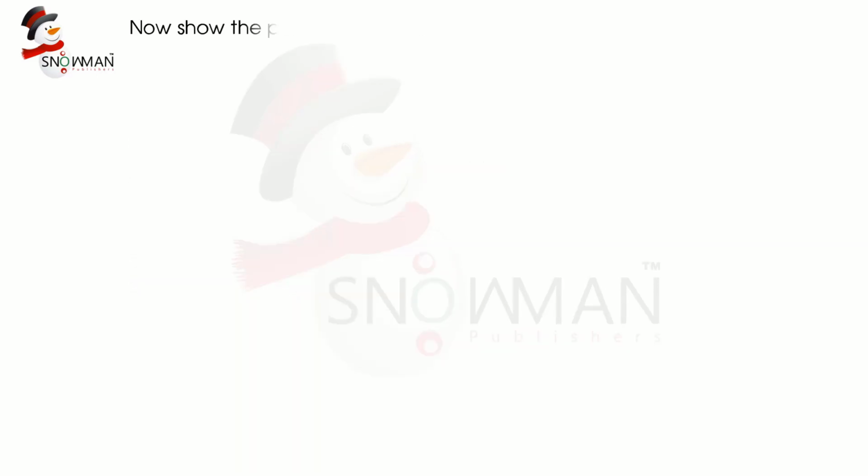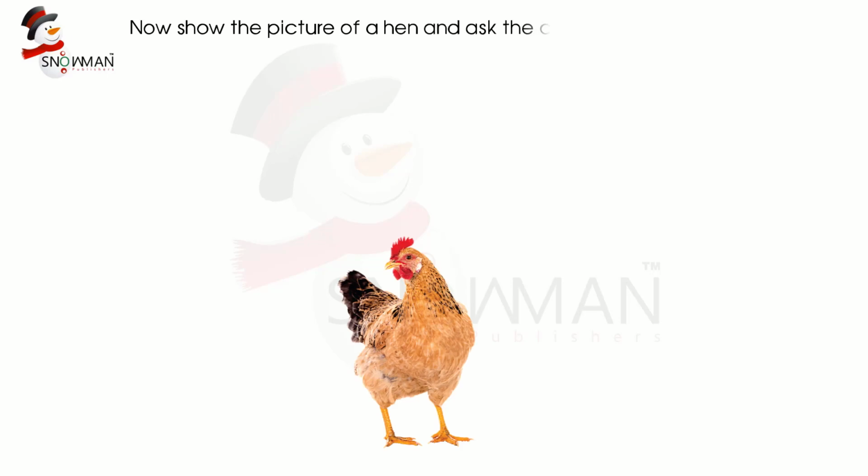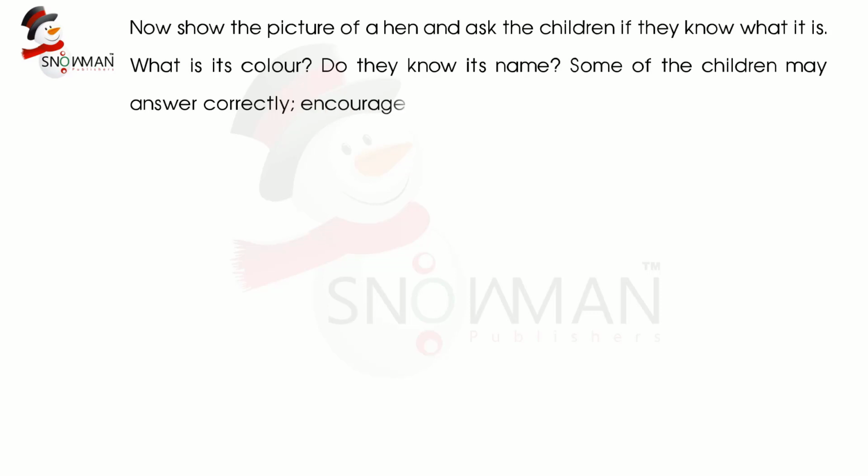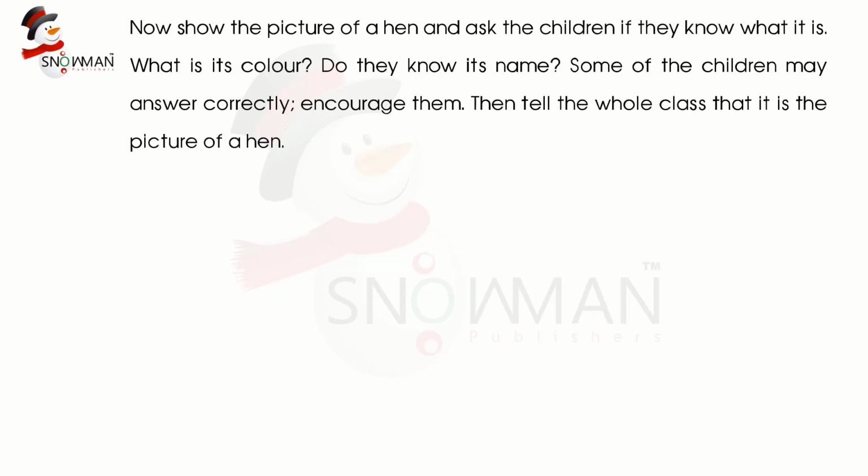Now, show the picture of a hen and ask the children if they know what it is. What is its color? Do they know its name? Some of the children may answer correctly. Encourage them. Then tell the whole class that it is the picture of a hen. It is white or any color. Its name is hen, and it's a bird.